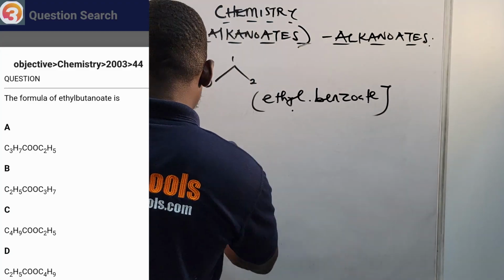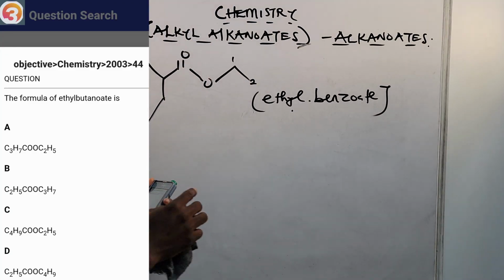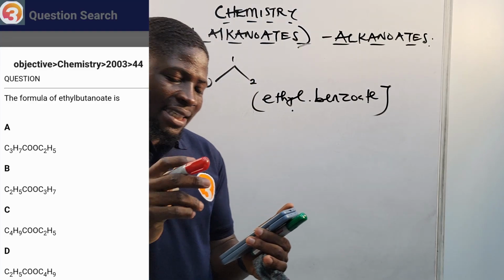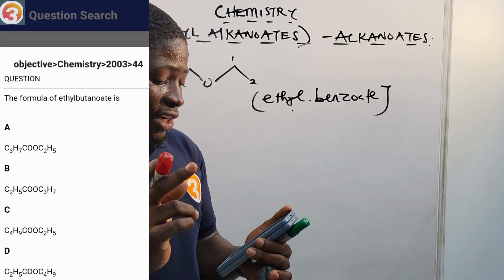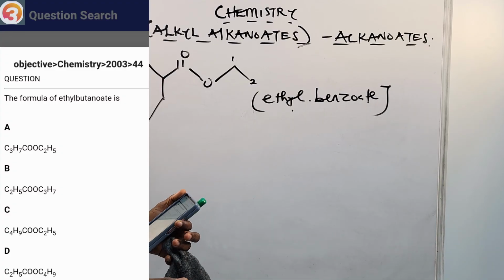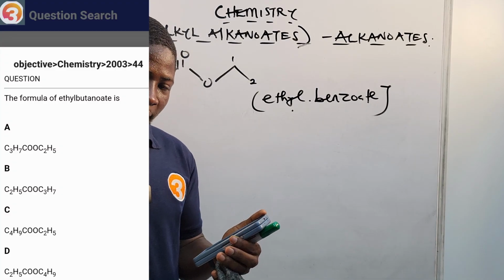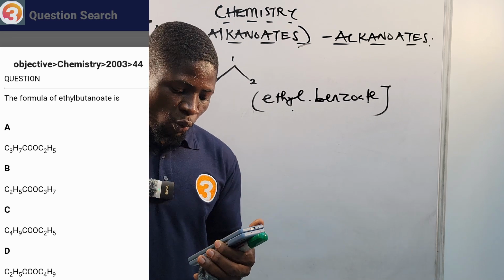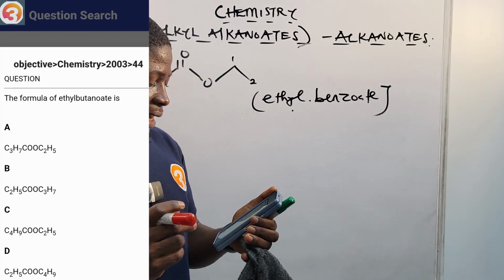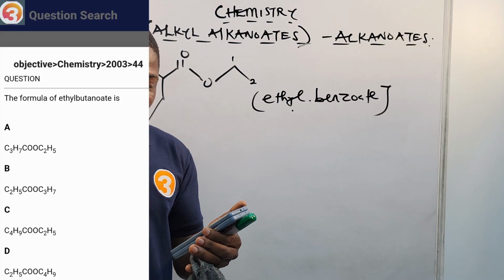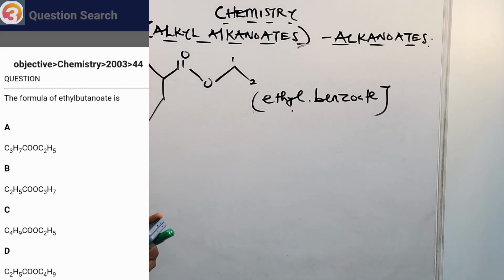Let us now look at another question. 2013 number 47. They say an organic compound with a pleasant smell is likely to have a general formula. So they are testing us on general formula now. The correct answer there will obviously be option A again: CnH2n+1COOCnH2n+1. B is a ketone. C is an aldehyde. D is a carboxylic acid.